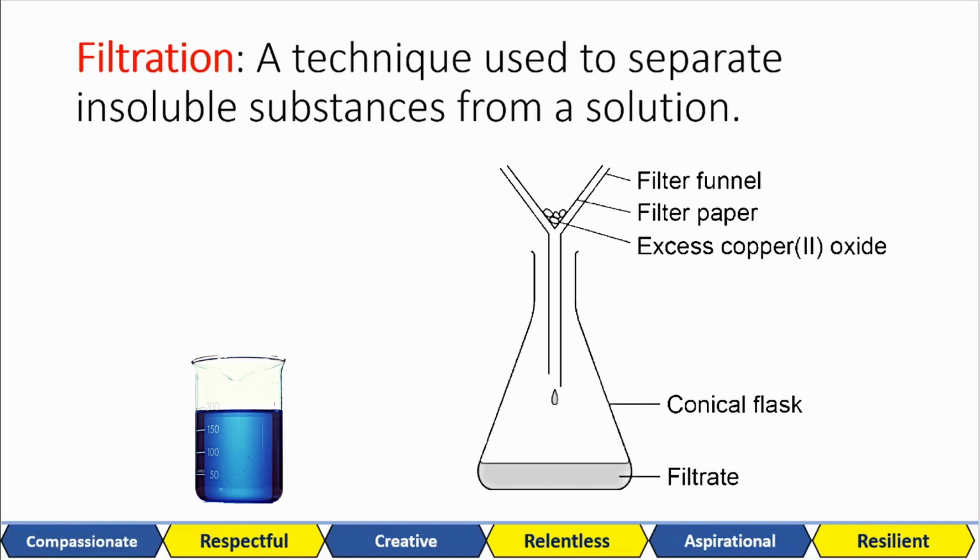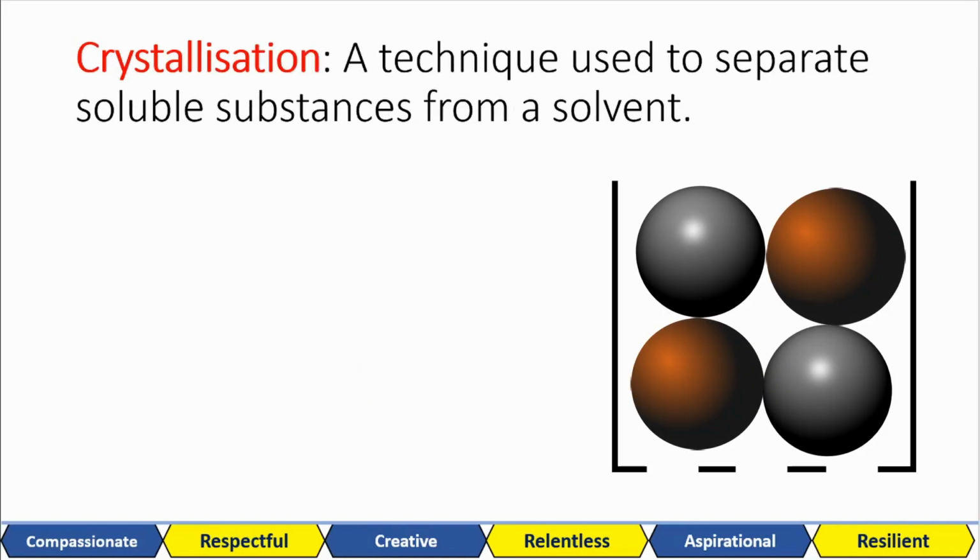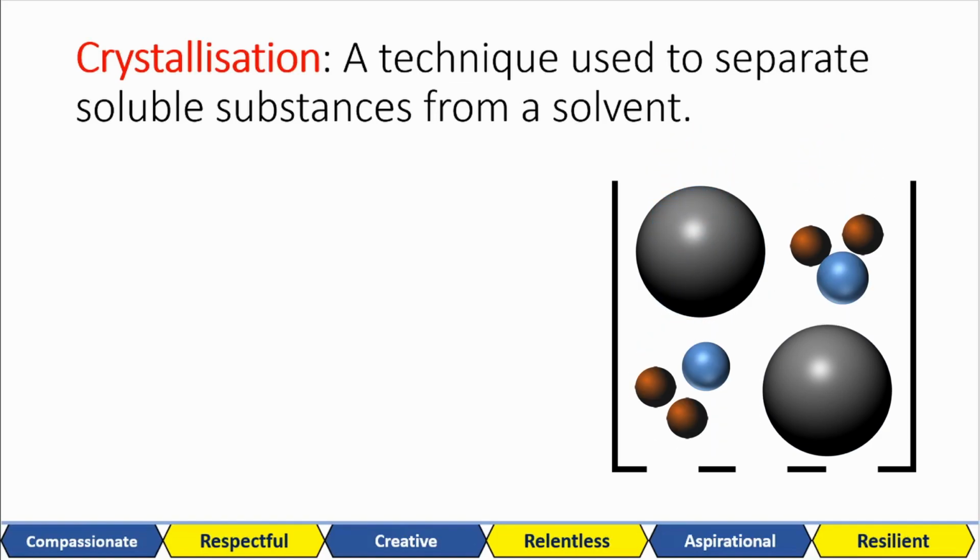We have separated the insoluble from the soluble, but what if we want pure dry crystals of our solutes? Well, that takes us to the next technique. Crystallization is when you separate soluble substances from a solvent inside your filtrate. In our example, that would be us separating the soluble brown particles from the water particles.